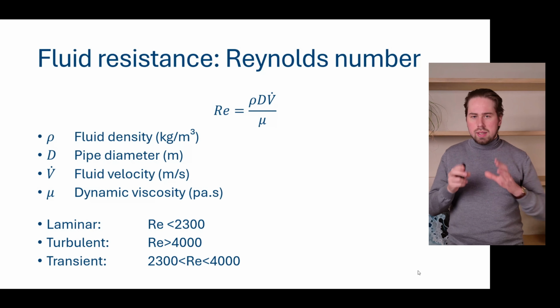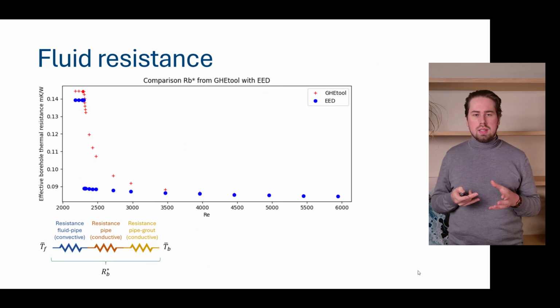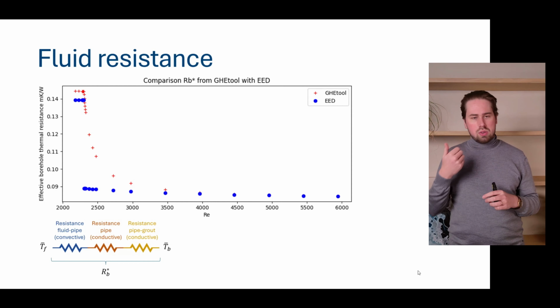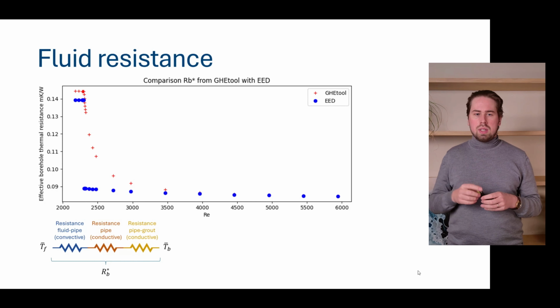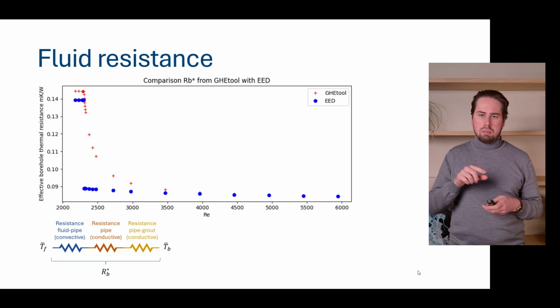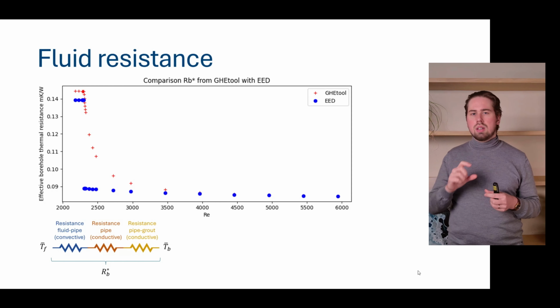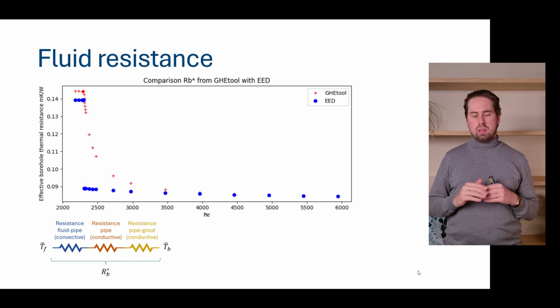Now, just to illustrate the importance of the Reynolds number on our total borehole resistance, we have this graph where you have the Reynolds number ranging from 2000 to 6000, and we have a borehole resistance on the vertical axis. Now what you can clearly see here is this 2300 threshold. So the stars, or the plus signs, are the simulations in GHE2. We see in laminar it's more or less constant. Later on we will see that there is also some variation there, but it's more or less constant. And then after 2300 it drops down significantly.